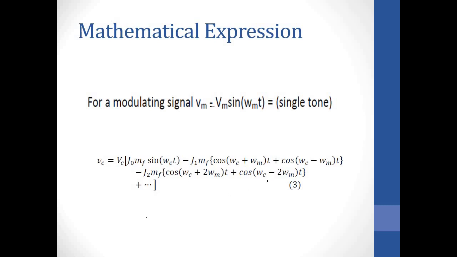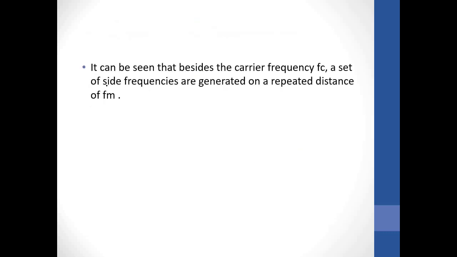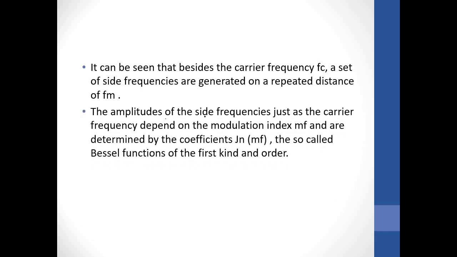These components that you see in this equation are just components that are generated when you mix the carrier and the modulating signal to form an FM signal. So it can be seen that besides the carrier frequency, a set of side frequencies are generated at repeated distances of fm. The amplitude of the side frequencies, just like the carrier, depends on the modulation index mf and is determined by a coefficient Jn, the so-called Bessel function of the first kind and order n.